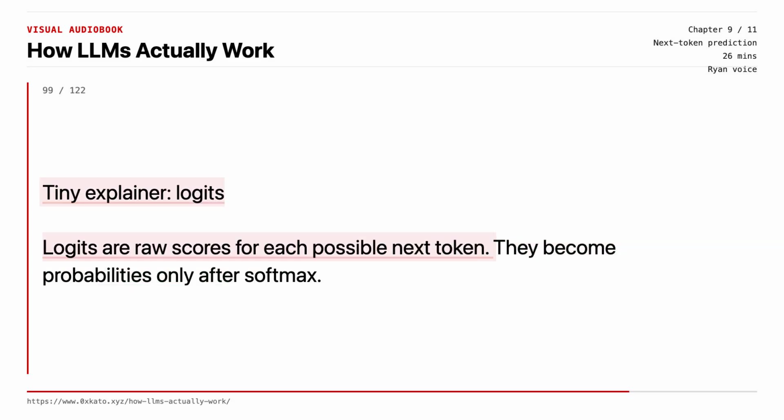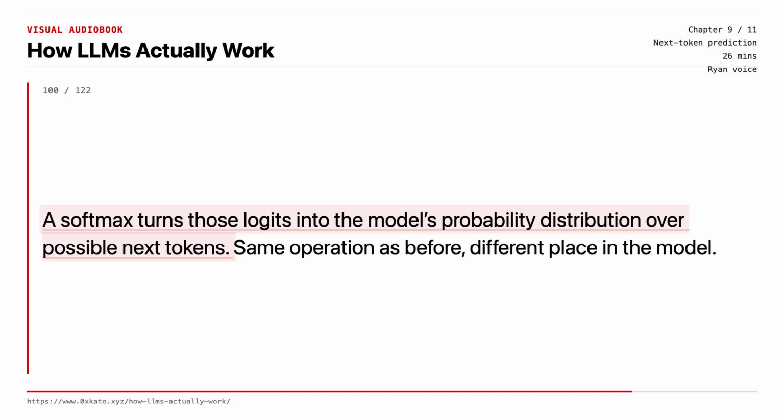Tiny explainer. Logits are raw scores for each possible next token. They become probabilities only after softmax. A softmax turns those logits into the model's probability distribution over possible next tokens.